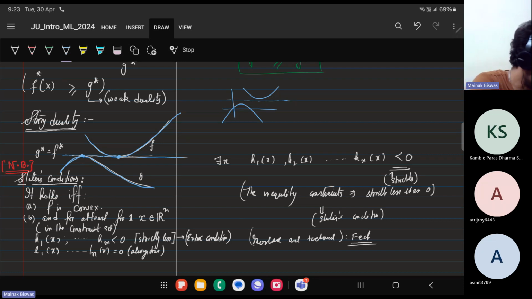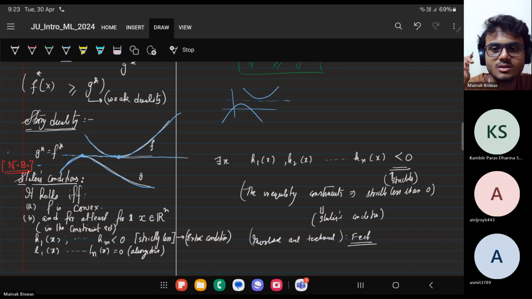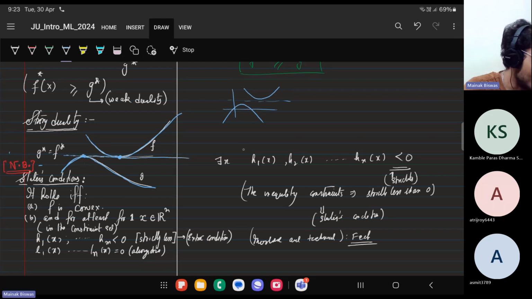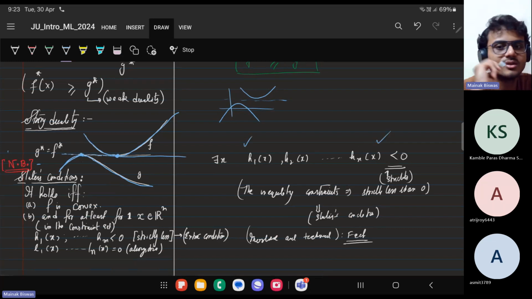So this is what you must note: for Slater's condition, if f is convex and all these h_i's are strictly less than 0, then there exists a point where equality holds. So we only have to check whether there is an x for which they are less than 0, and then we are done. Okay, I hope it is clear to all of you.